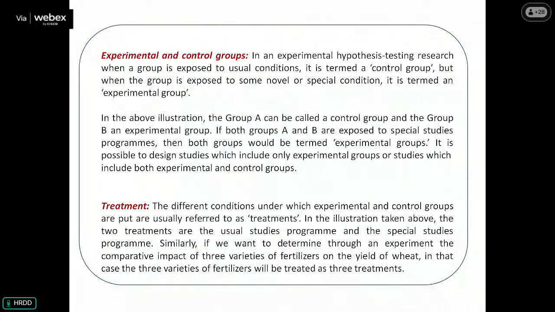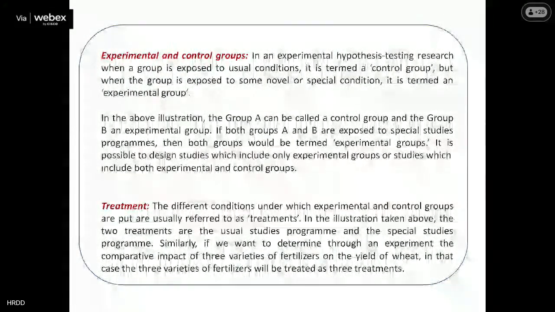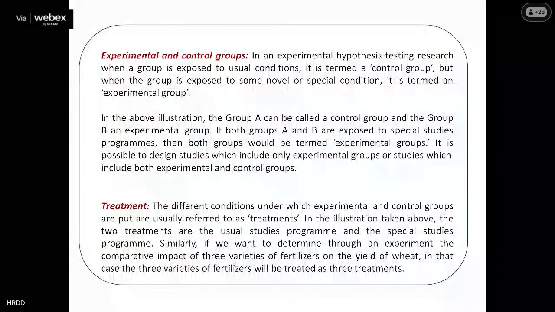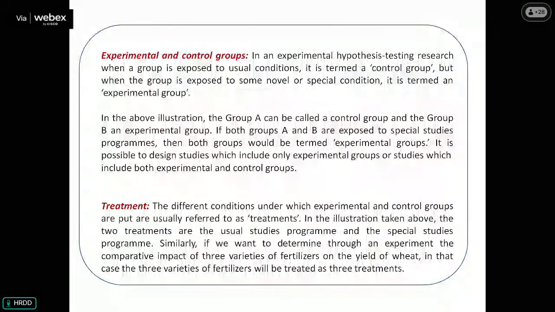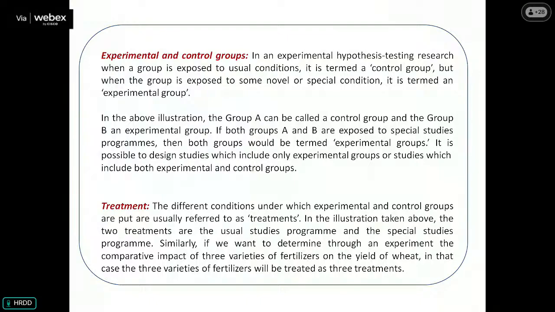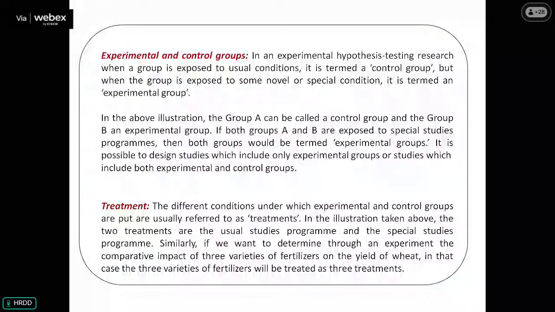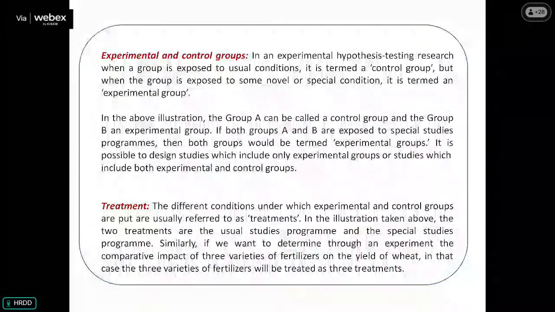Treatment is nothing but the manipulation you give. The different conditions under which experimental and control groups are put are usually referred to as treatments. In the illustration taken above, the two treatments are the usual studies program and the special studies program. So they are giving two treatments, like, as I told you, chemistry classes and research methodology classes, two different training programs. So they are giving two different types of treatments. The treatments are varied.